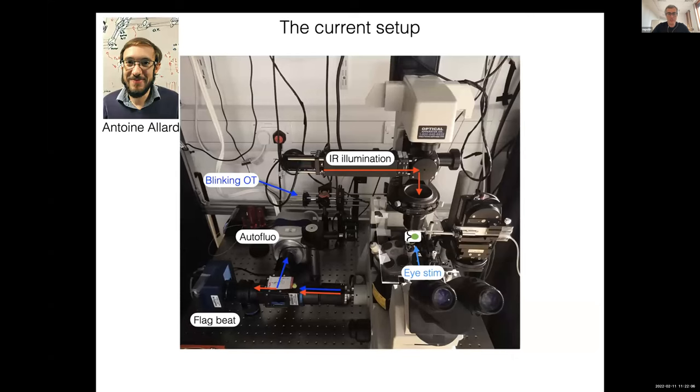In particular, Antoine has put together a nice setup where you combine micromanipulation of the cells with eye stimulation, visualized through an infrared illumination, so this does not elicit photosynthesis, together with a back-coupled optical tweezer, which can be modulated, and we use that to modulate the light exposure to the chloroplast only. So the chloroplast sees one intensity of light, but the eyespot sees another intensity. This way you can hopefully decouple the flagellar responses due to adaptation of the eye, the camera, from flagellar responses that change due to metabolic changes in the activity of the cell.